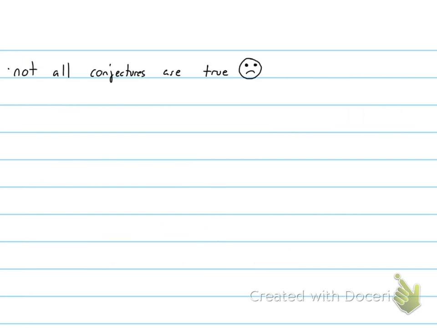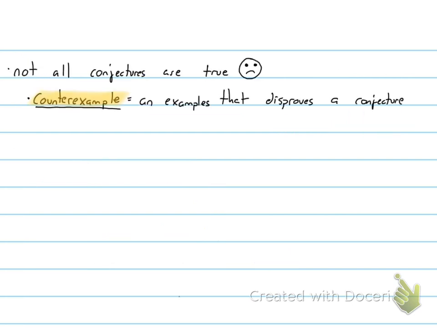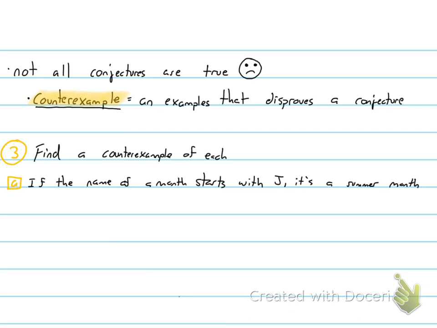Sadly, not all conjectures are true. And a counterexample is an example that disproves a conjecture. So some examples here. Let's say that I make a prediction or I make an observation that if the name of the month starts with a J, it's a summer month. Because I see that we have June and we have July. My counterexample here would be January. That counterexample makes that statement not true. It disproves it.